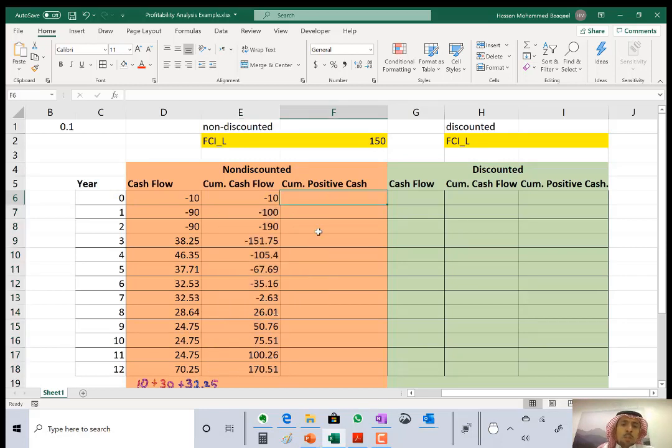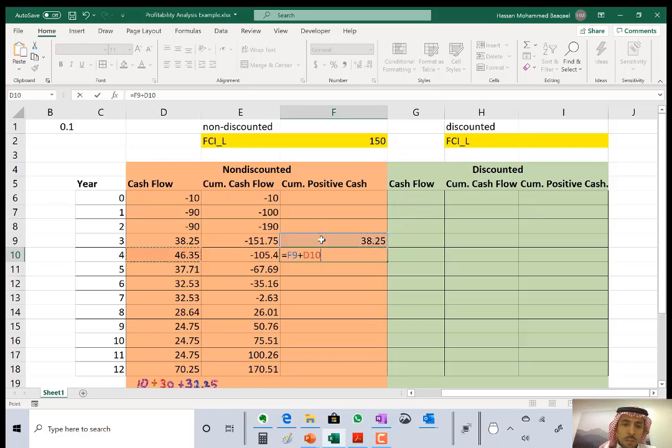Now, one important value we need also to come up with is how much cash we have generated from the project, and we don't start generating until year 3, and the amount we generated in year 3 is equal to 38.25. Let's calculate how much we accumulated across the years of what I call positive cash flows. So it's how much I generated from the previous year, and add to it how much I generated this year, and so on.